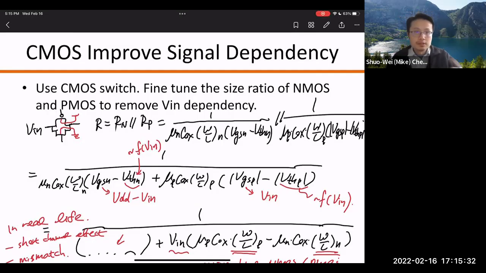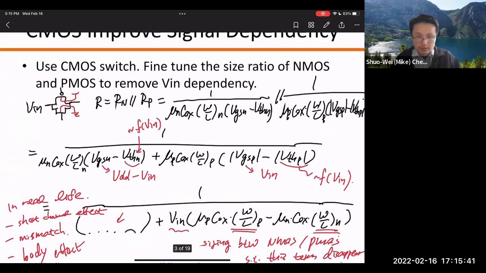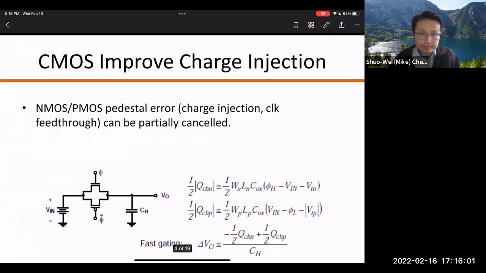Okay. So let's continue. All right, so that's how the transmission gate, or CMOS switch, can help to improve or mitigate the signal dependency. Basically, we don't want the Vin term to show up in the on resistance.